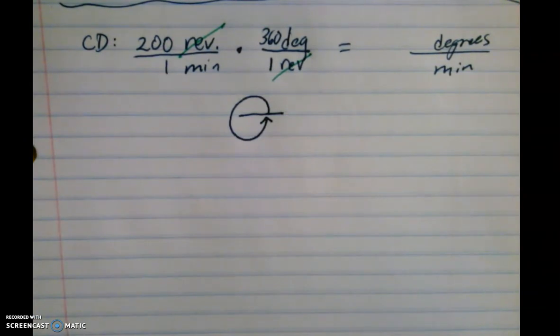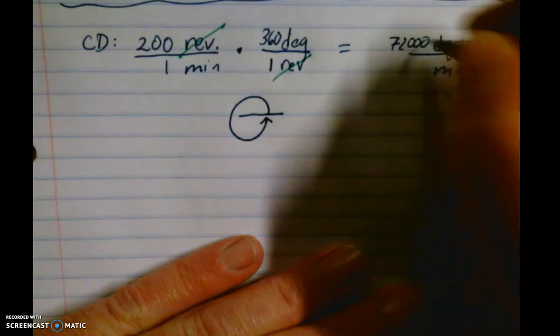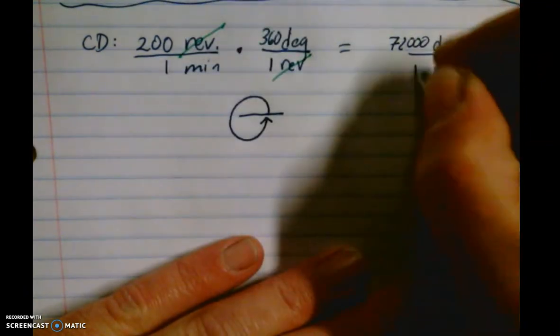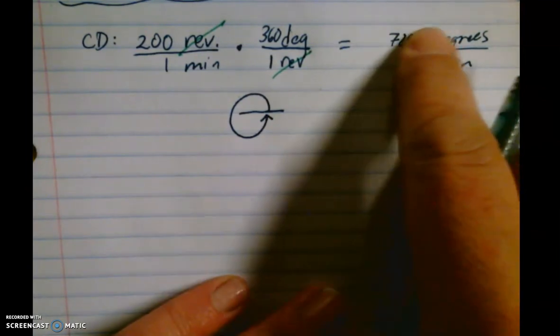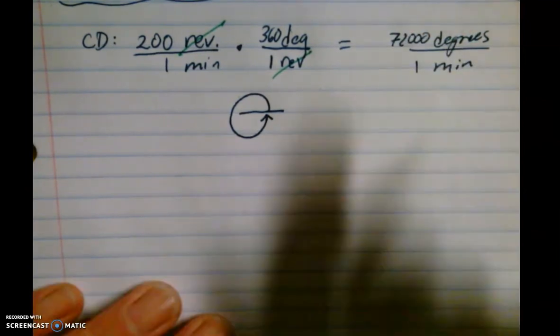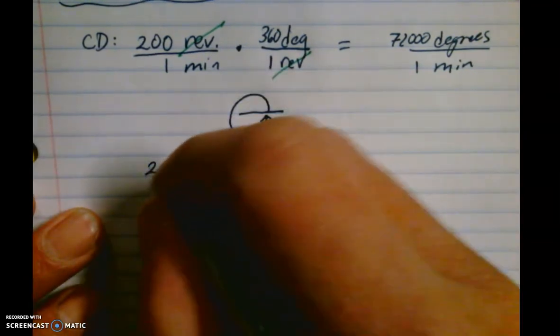We set it up like that, and now it's just multiplying across. Revolutions cancel, and now you just have 72,000 on top and 1 on bottom. So that's 72,000 degrees per minute. Again, when you see per, it means a fraction.